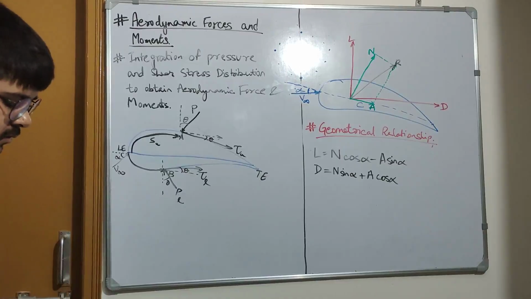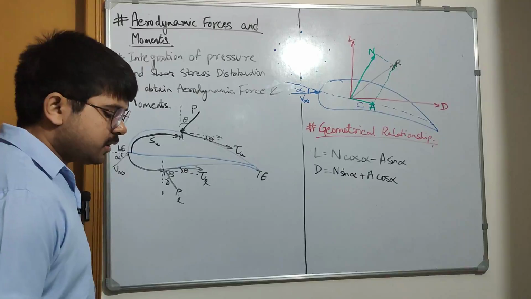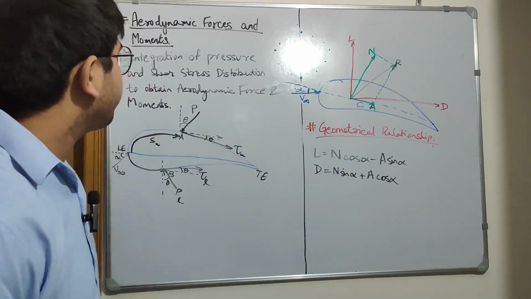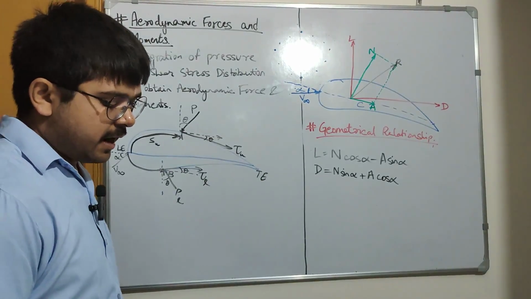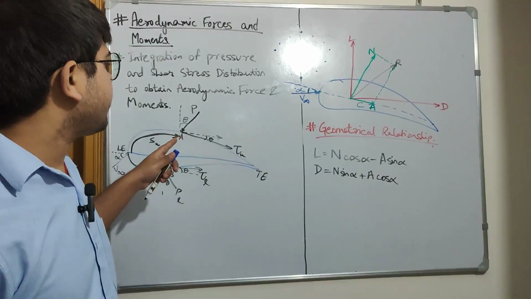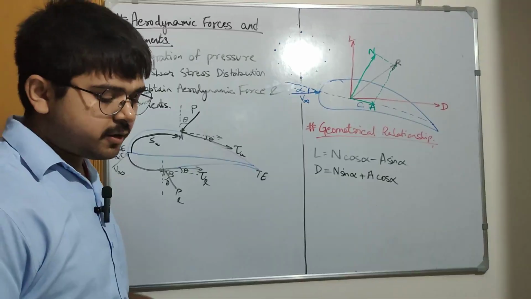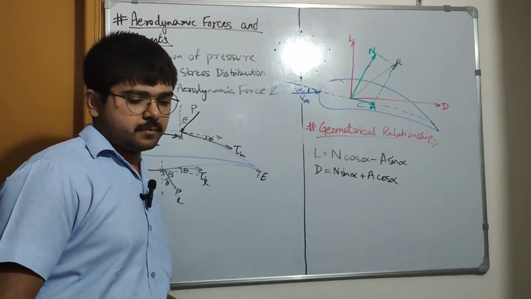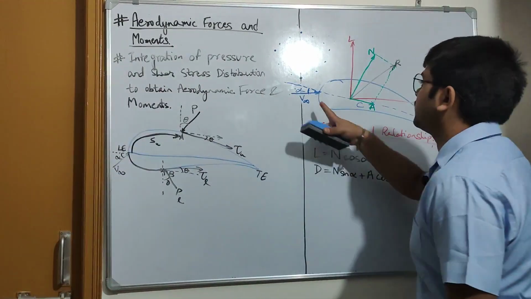So that is the diagram that shows the integration of pressure and shear stress distribution to obtain aerodynamic force and moments. Now, what is our interest? What is our aim? Our aim is to get the total normal force and total axial force. So I'll write this down based on the diagram.